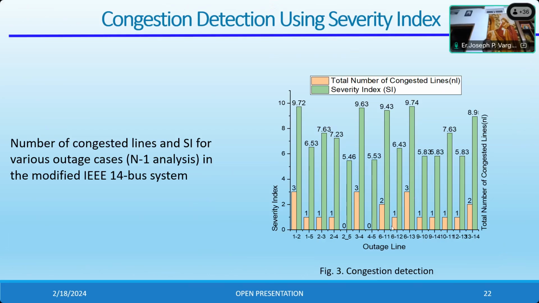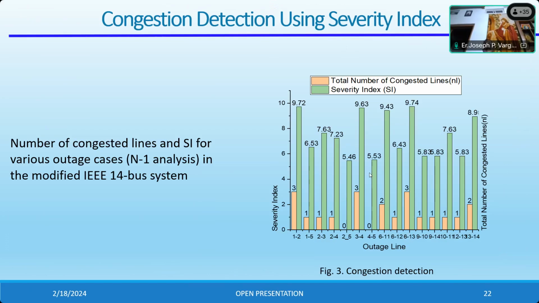From this analysis, it is revealed that for this IEEE 14-bus system, the most severe outage is created when line number 6-13, the line connecting bus number 6 and 13, is interrupted. That is, the severity index will become 9.74. Our base value, I told before, is 5.5, and this value is 9.74. We know that due to the outage of line 6-13, this system has become congested.